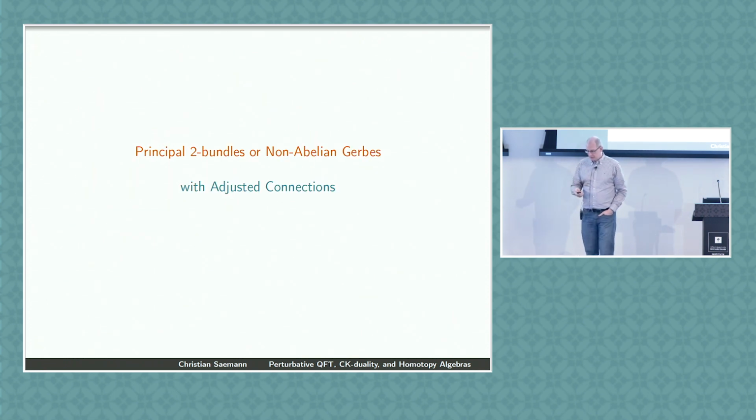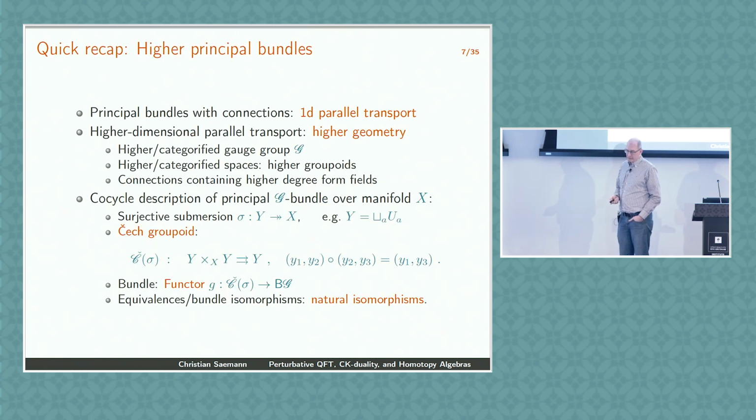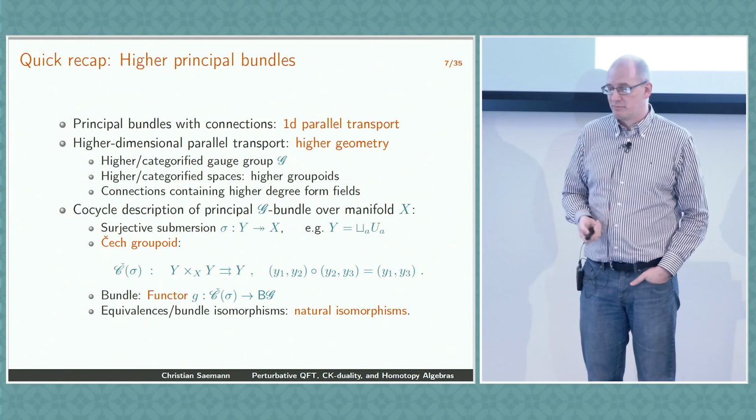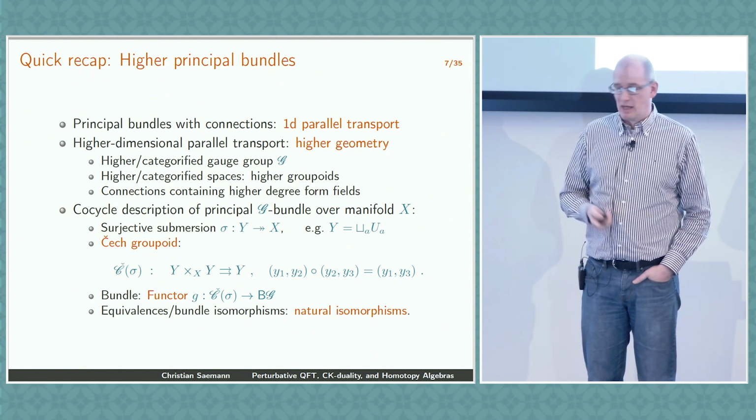Okay, so principal 2-bundles or non-abelian gerbes with adjusted connections. I've talked about this already last time a little bit, so just a very, very quick overview. So you know that principal bundles with connections are essentially a geometrization of the data that you need for one-dimensional parallel transport in terms of connections that we are happy to work with physically. Then if you do higher dimensional parallel transport, there are lots of arguments that tell you you have to go to higher or categorified geometry. So you get a higher or categorified gauge group, whatever that is, right? So you have higher categorified spaces, higher groupoids. And the connections then lead to the higher degree form fields that we know from string theory and supergravity, like the B field, the Kalb-Ramond B field, and all the other forms that we know from supergravity.